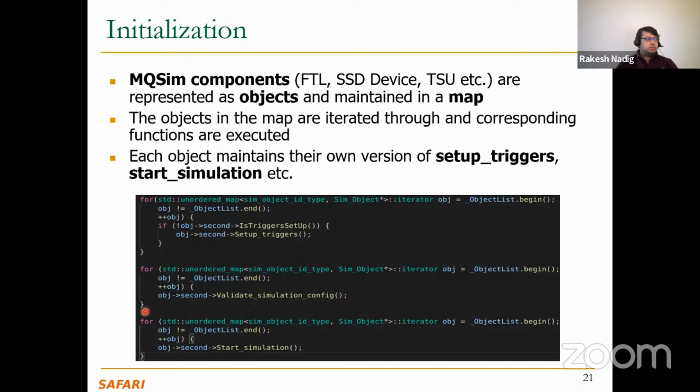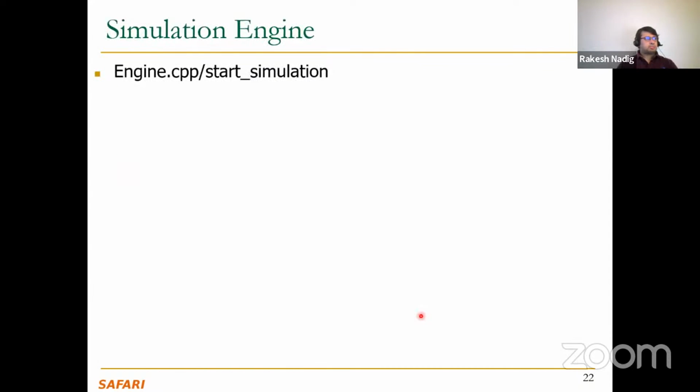There is also validate simulation config, where it goes through all the objects in the map again and validates whether the configuration of that particular object, let's say the SSD device, is correct. Then it goes through the different objects and executes start simulation. That is the entry point for all these objects.